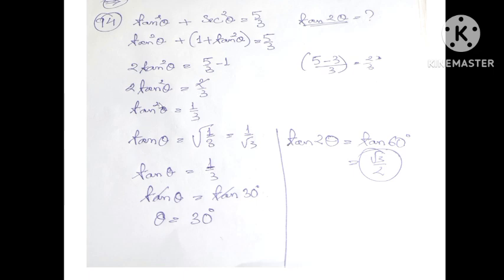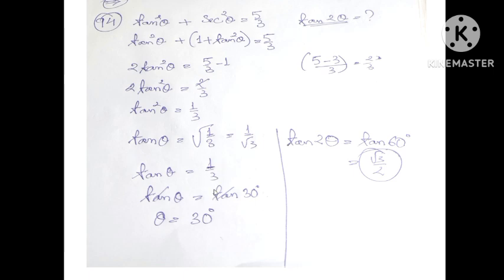This square, if you take to the other side, it will become square root. So square root of 1 by 3 will be what? 1 by root 3. Square root of 1 is 1 only. There is no square root of 3, so it will be root 3. So what do we get here? Tan theta equals 1 by 3. Sorry, I forgot, it should be 1 by root 3 here.